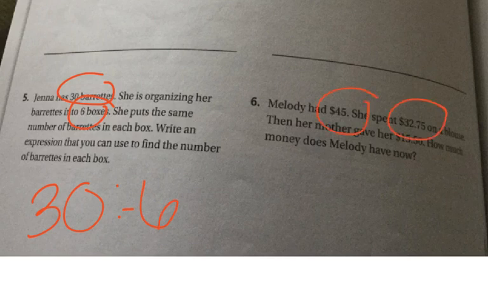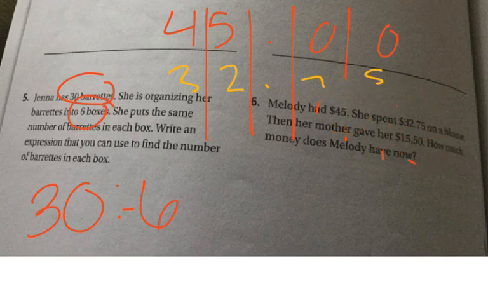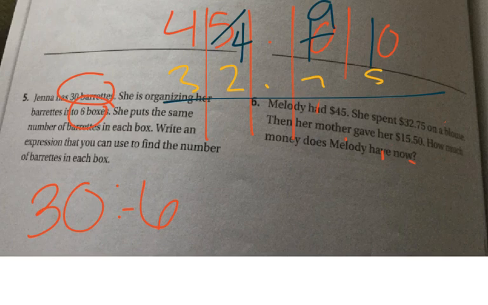She spent $32.75. Then her mother gave her $15.50. So she had, she spent, she added. How much money does she have now? So first I need to do $45, and I'm taking away $32.75. Okay. So when I subtract that, can't do this. So I start over here. This becomes a 4. This becomes 10, but I borrow, so it becomes 9. That becomes 10. 10 minus 5 is 5. 9 minus 7 is 2. Bring a decimal down. 4 minus 2 is 2. 4 minus 3 is 1.